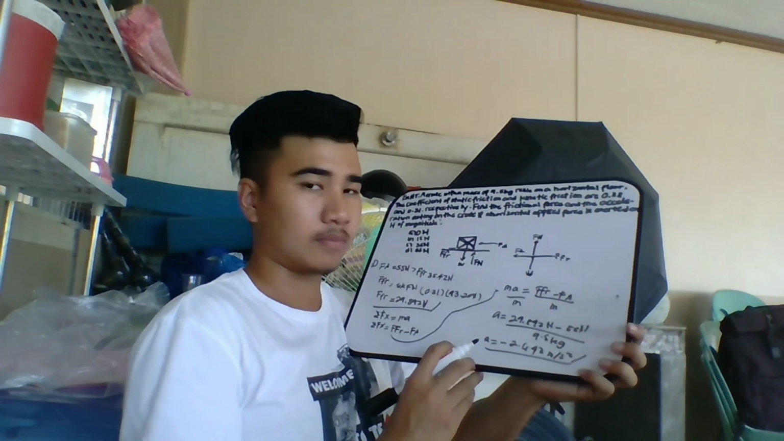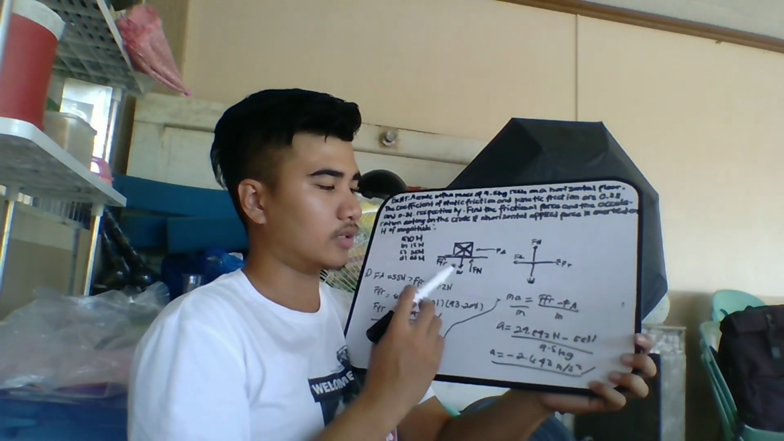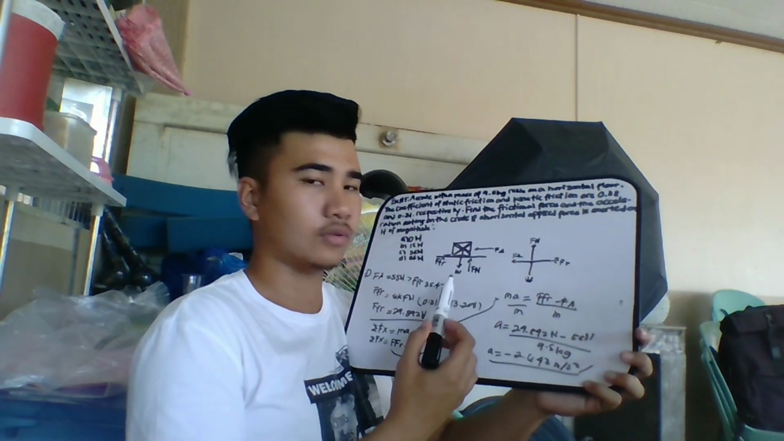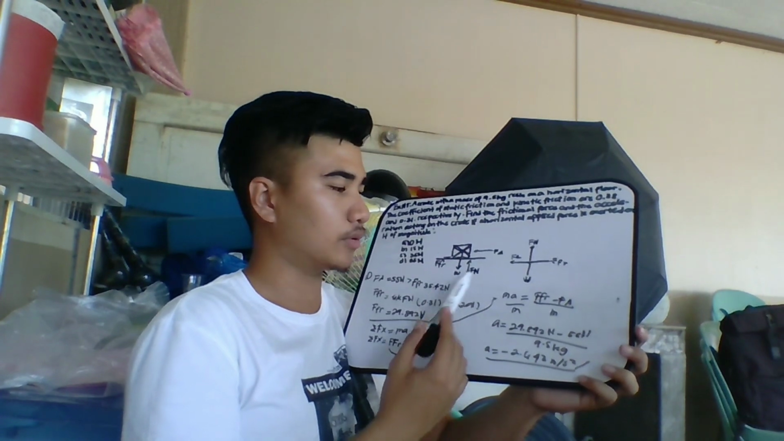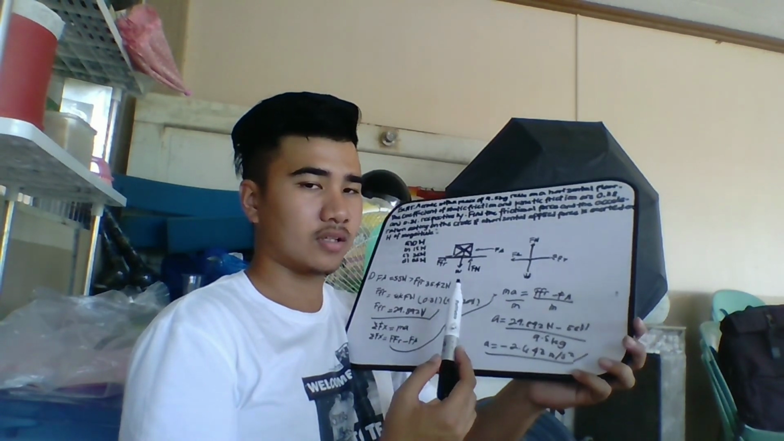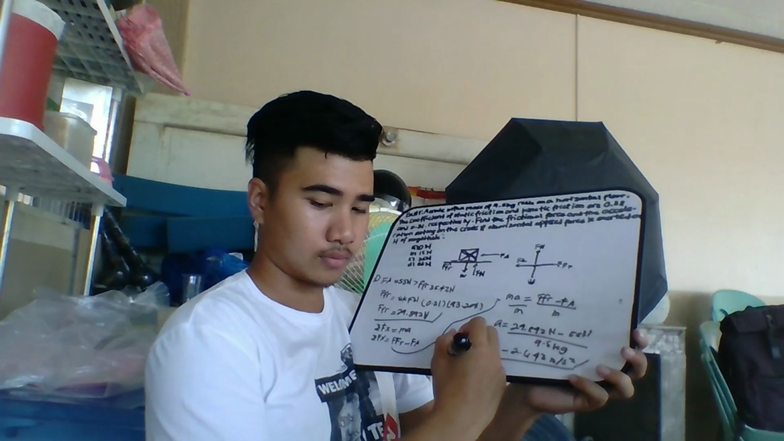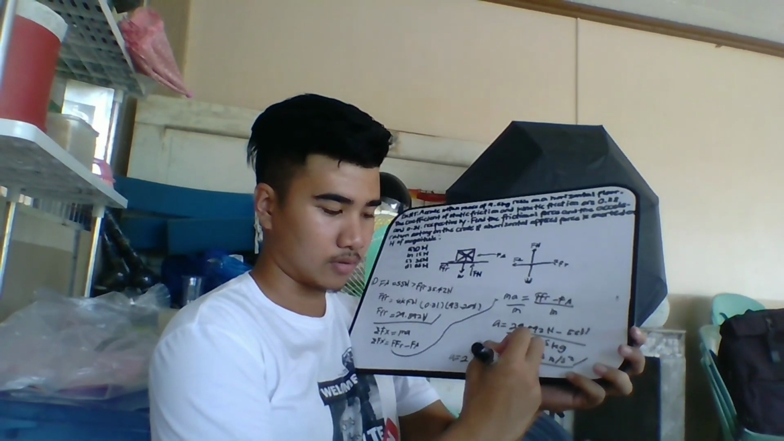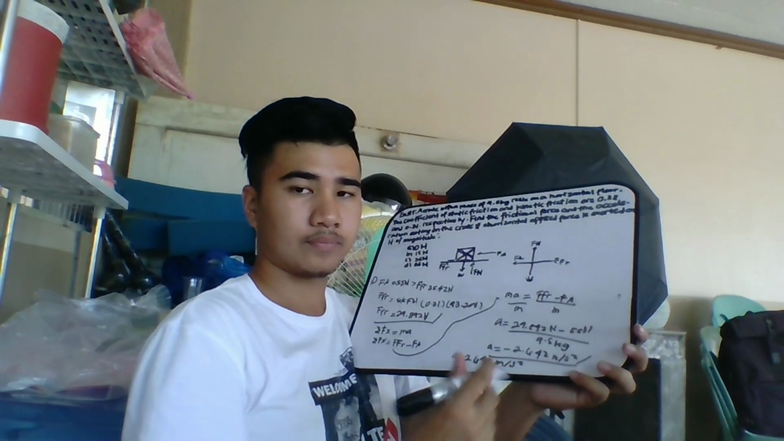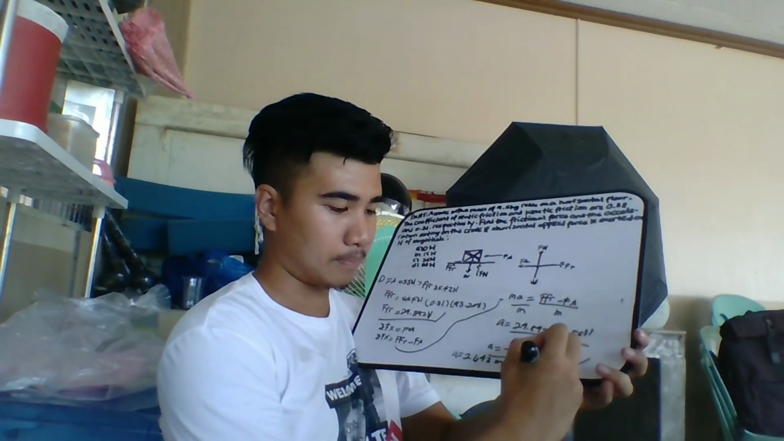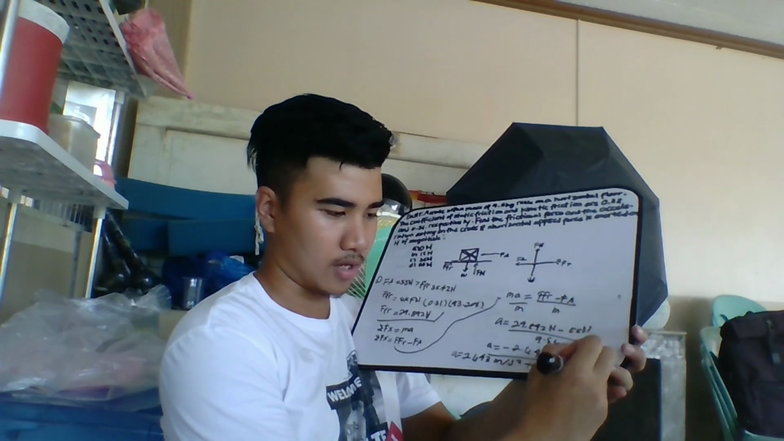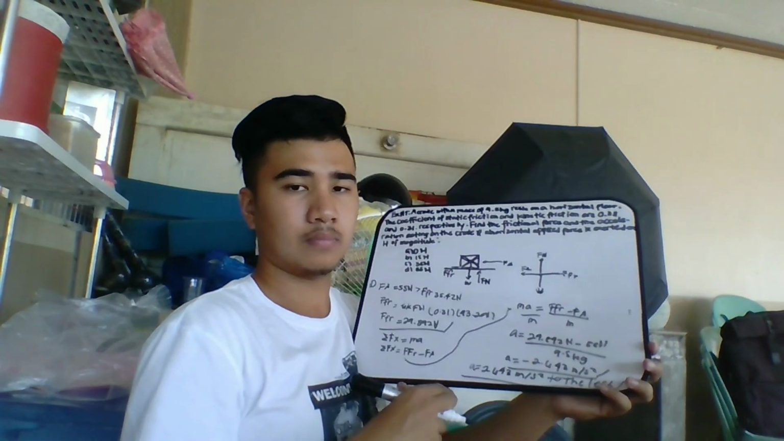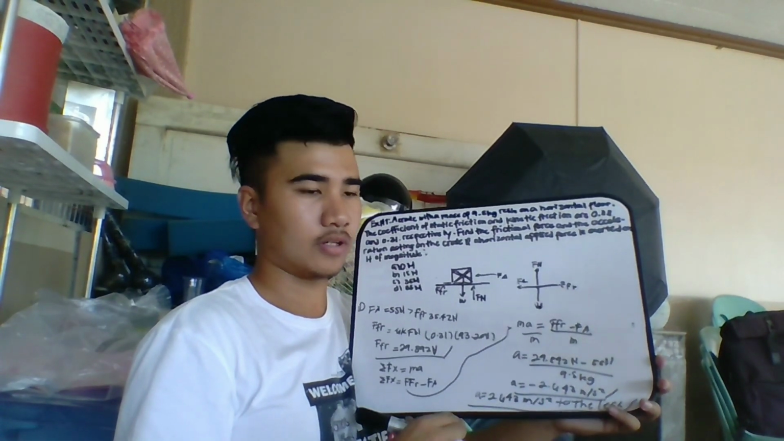Kaya nagiging negative kasi ang motion natin is papunta dito. This is the acceleration. Kino-consider natin na positive is yung right side. So, pwede natin din siyang isulat as 2.643 meter per second squared to the left. So, this is the answer for letter D.